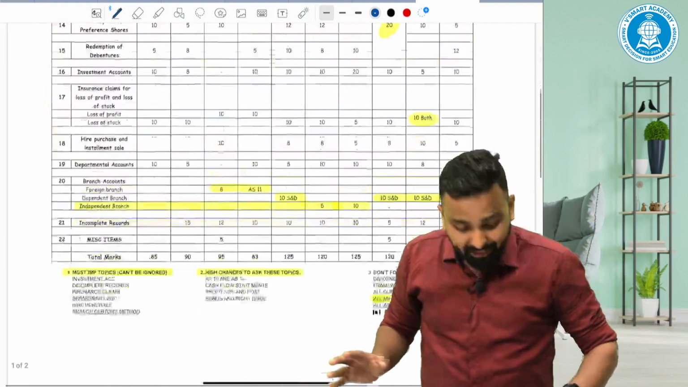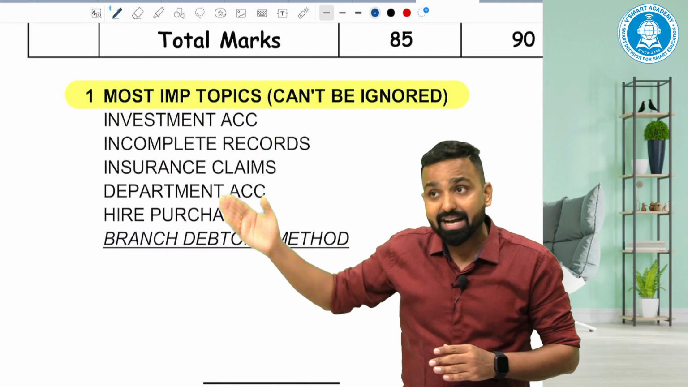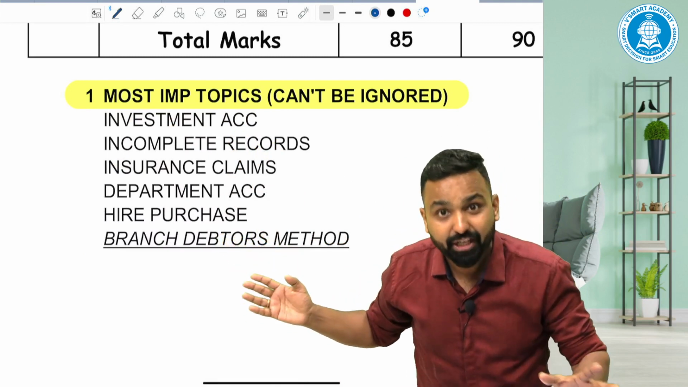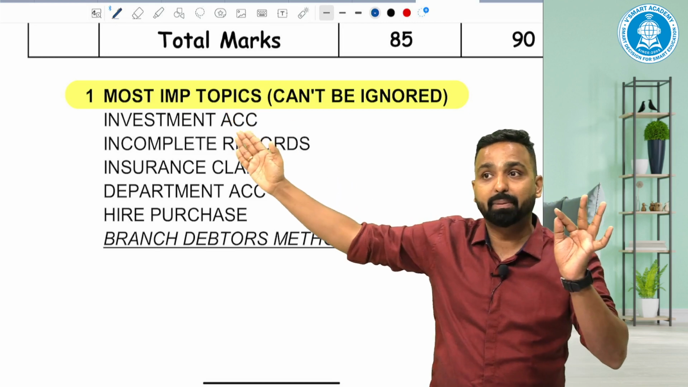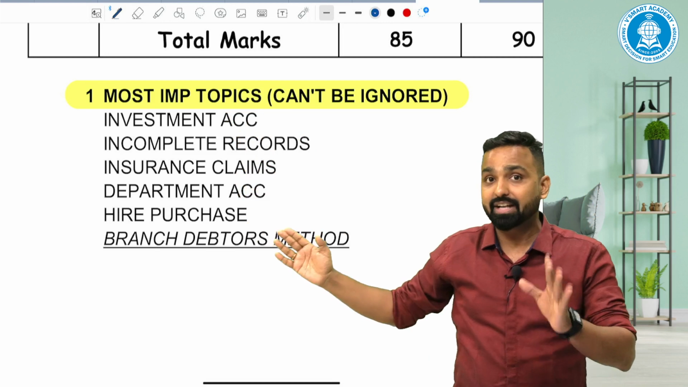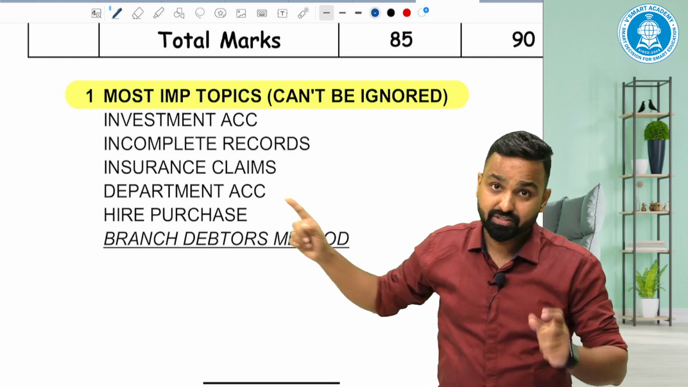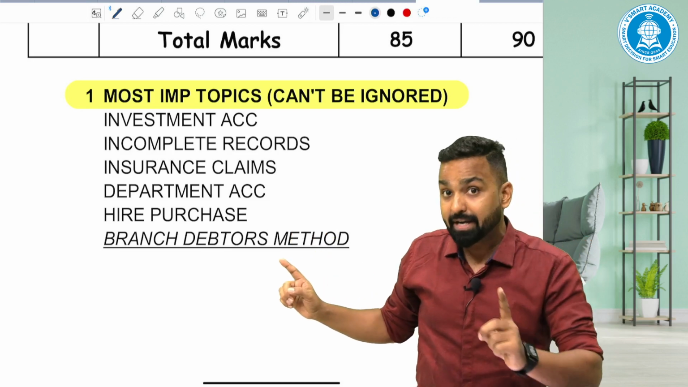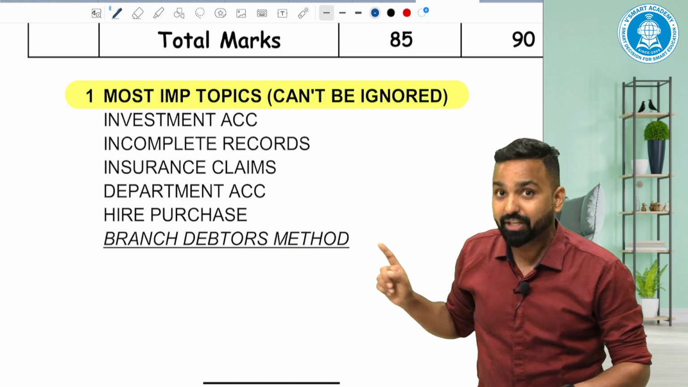So based on this sheet, what I analyzed for this May 23 attempt, these are the topics which you should not ignore as far as your exams are concerned: investment accounts, incomplete records, insurance claims, department accounts, hire purchase. You should not ignore these topics. They will definitely ask these topics. If they are going to ask dependent branch, then definitely the debtors method is very important. Then you should not ignore it.